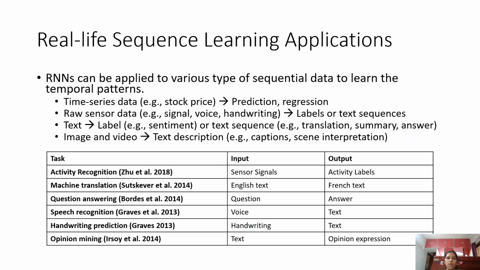Now, what are the real life examples of sequence learning applications? We have stock price prediction, that will be a prediction or regression problem. You know what a prediction problem and a regression problem are. These things you have already learned in your soft computing, so I'm not going to talk about what prediction is; in the sense of classification, regression is another type of thing. Then there is raw sensor data. Sensor data is real-time sequence data, right?